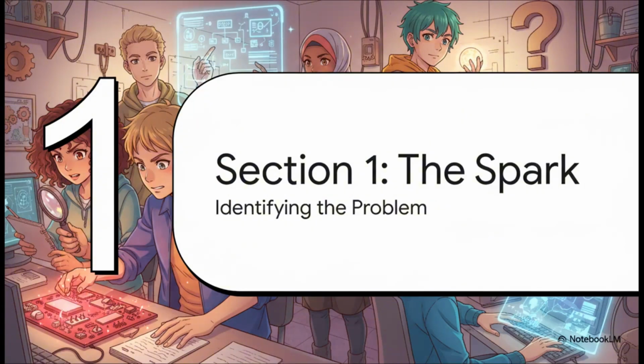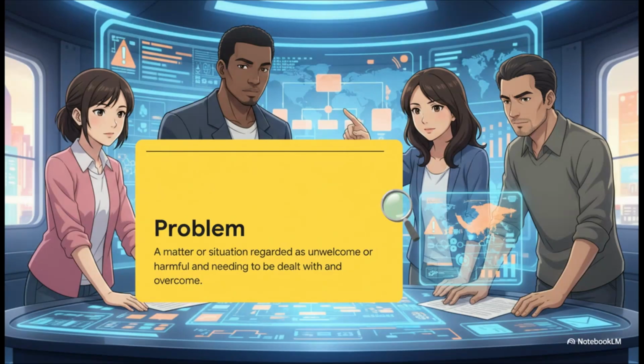Section 1, the spark. This whole section is about one thing, identification. Because let's be real, you can't even begin to fix something if you don't know what you're actually up against. Okay, so let's start with the big one, a problem. This is kind of your catch-all term for anything that's gone wrong. It's that uh-oh moment. But here's the thing. Just calling it a problem is what officially starts the clock. It's the starting gun for the whole process.